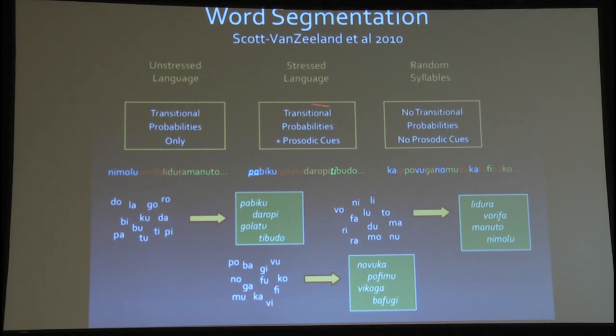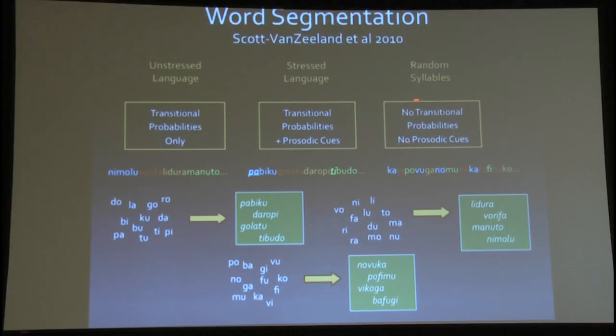What we do is we present in three different conditions a bunch of sounds. They're made up words. So the sounds will go something like this. This is what the kids hear. Pa, bi, ku, da, ro, pi, go, la, tu, ti, bu, tu. It's like really boring. They just sit there and listen to this.